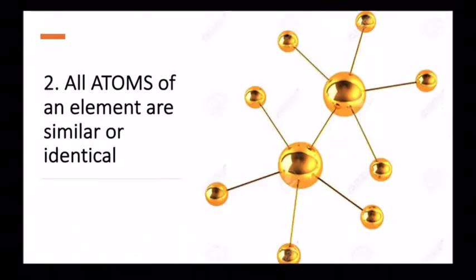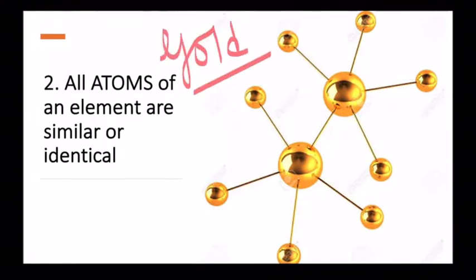Next, characteristic number 2. All atoms of an element are similar or identical. Now you see I have shown you the structure of a gold atom. Gold, written as Au, gold atom. See, all the atoms of gold look similar, alright.